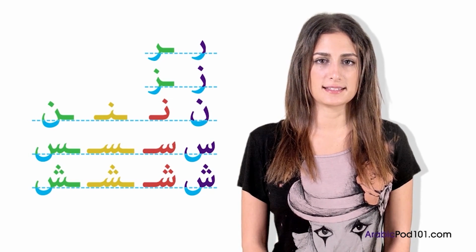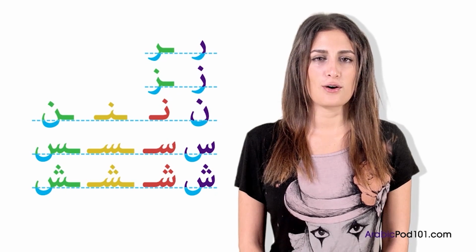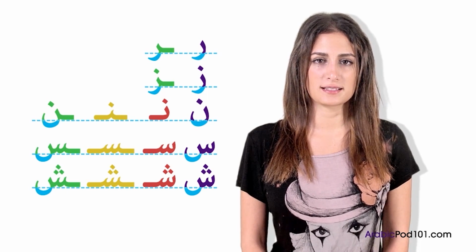Now it's time for Carol's tips. Taking note of letters that dip beneath the line and letters that don't can help improve your handwriting. The letters we learned so far that dip beneath the line are Ra, Zayn in all their forms, and Nun, Sin, Shin in their isolated and final forms. Also, it's best to practice on lined paper, not blank paper, for more structured handwriting.